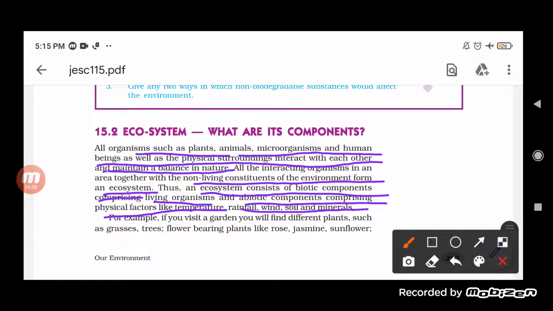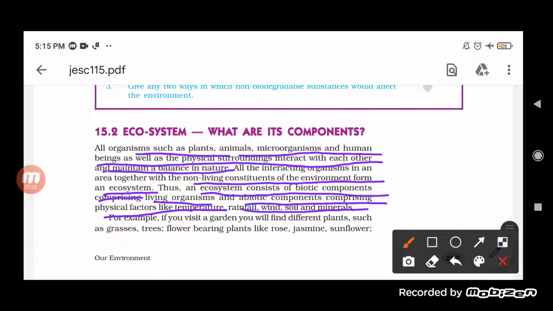The kind of temperature helps in the survival of a living organism. The amount of rainfall is important for our survival. Soil and water are also very important factors for us. So we are dependent on all these things. So somehow there is an interaction between the living organisms and the non-living components, and this interaction constitutes the ecosystem.